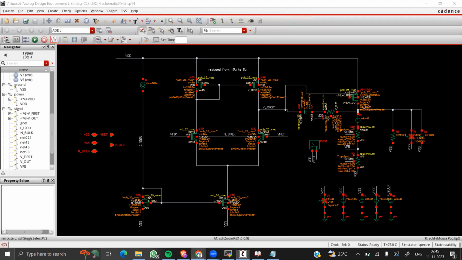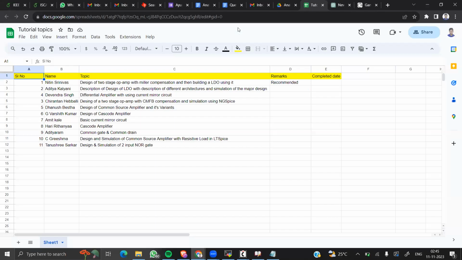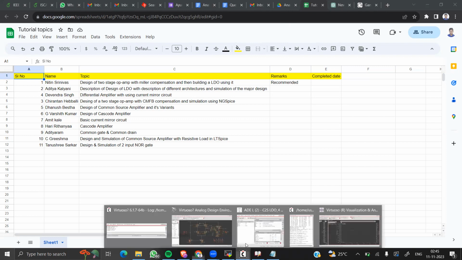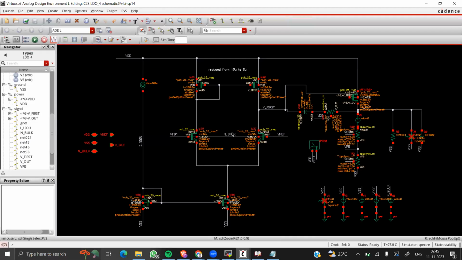If I just go once through the Google form, I might be able to show you how the specifications are designed. Okay, I don't have the specs. I might have to reopen the specs. So currently, yes, this is the specs range that it was designed for. So this is the basics of LDO.